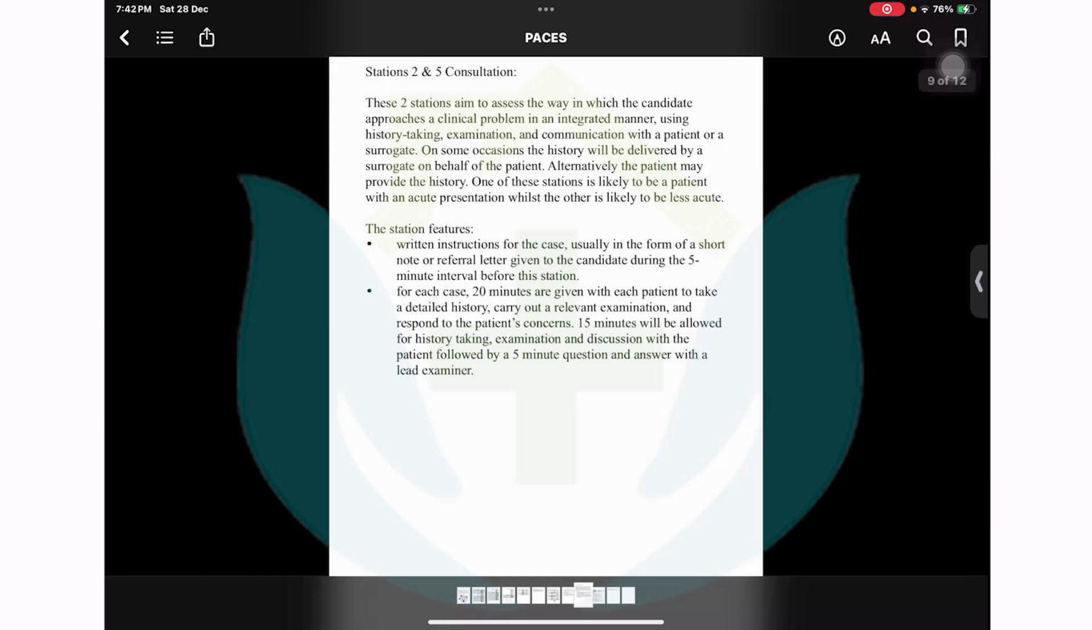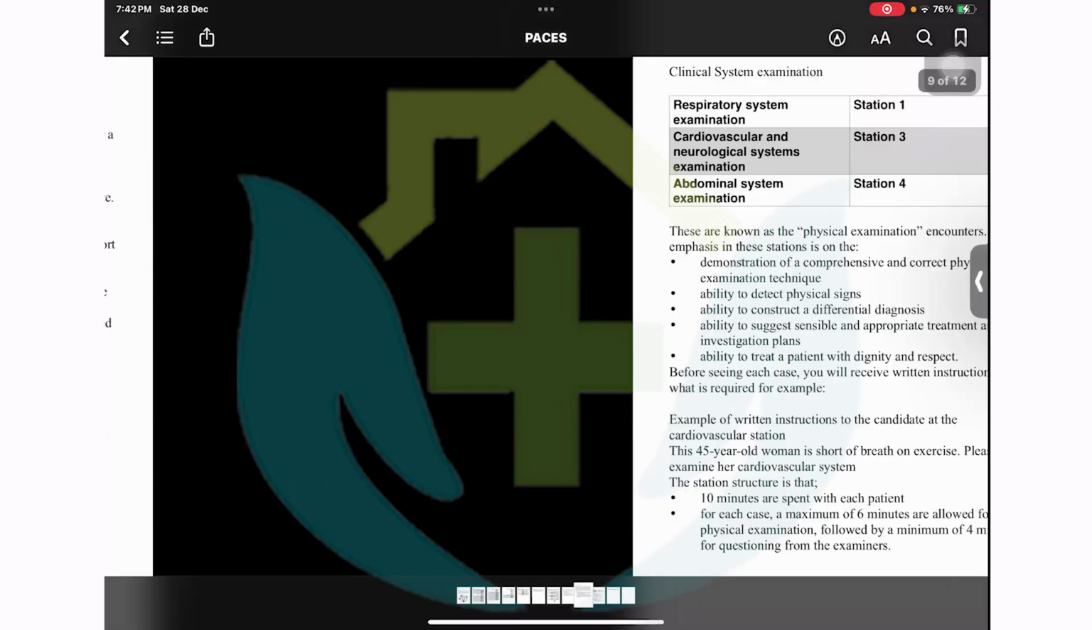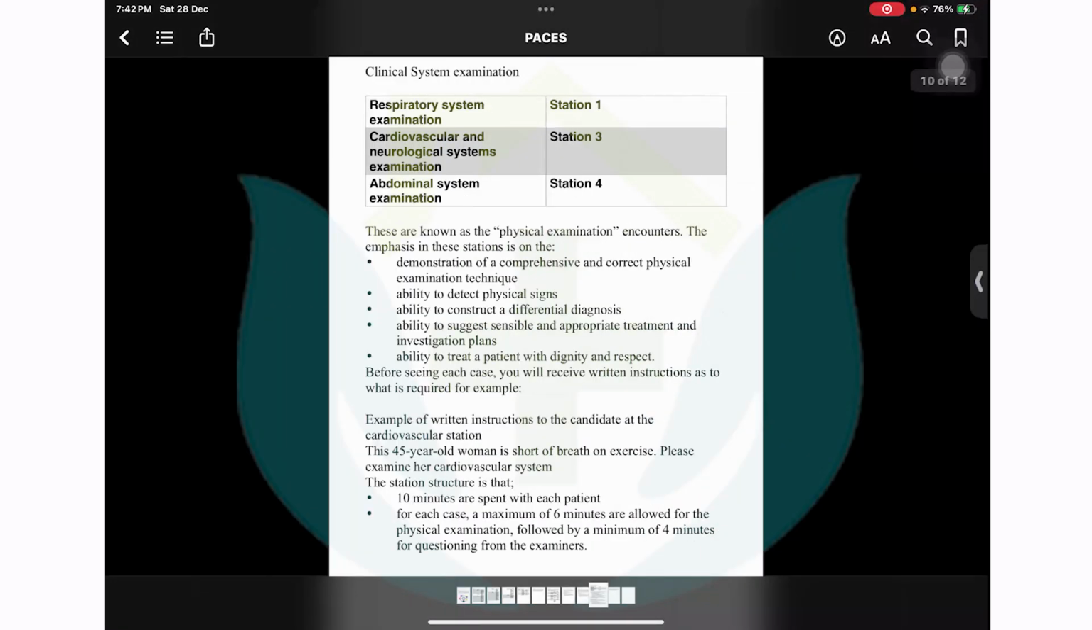For each consultation, 20 minutes will be given with each patient to take a detailed history, carry out relevant examination also, and respond to their concerns. 15 minutes are allowed for history taking, examination, and discussion with the patient, followed by a 5-minute question and answer with the lead examiner. So they will examine you immediately. As far as clinical system examination, respiration, cardiovascular, neuro, and abdominal are usually the cases that are kept. In my case, it was general. There were 2 general cases also kept at that time.